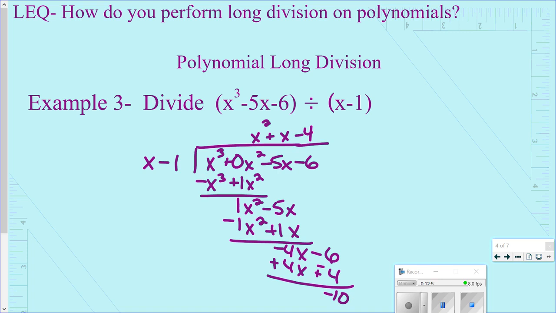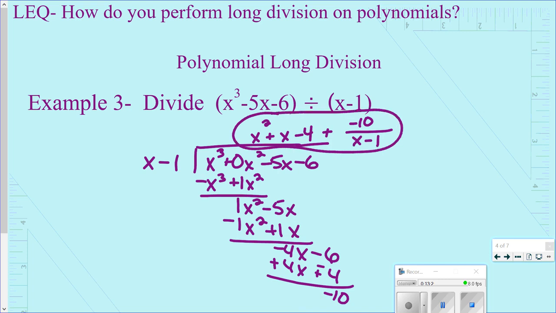So the way that we're going to deal with that is similar to what you did when you first learned, well, you first learned with the big R. I'm not going to write big R negative 10, but what I am going to do is I'm going to write plus, and then I'm going to take the remainder, which is negative 10, and I'm going to write that as a fraction over top of the divisor, which is x minus 1. And that is my quotient.